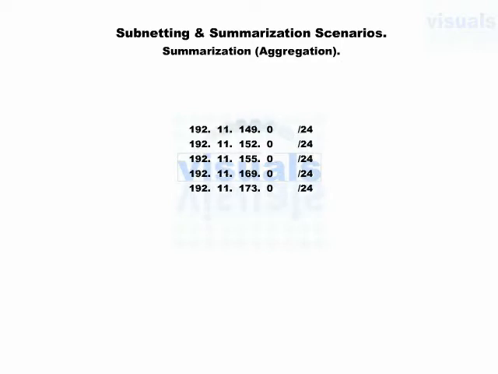Let's move to another example. See where the change is taking place. It is the third octet from 149 to 173. I think the difference is 32. Don't you think? Yes, it is. So what is the right choice for summarizing these networks? So from 149 to 173, I think, hmm, I think not 32.